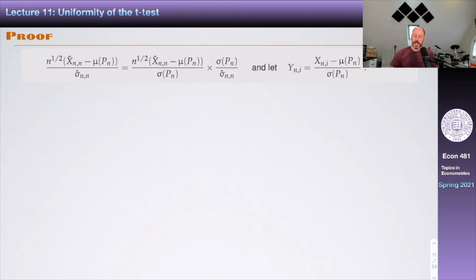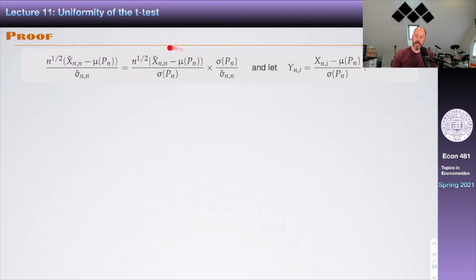First thing that we're going to do is check this equality over here: square root n times (X bar n minus mu) divided by sigma hat. Sigma hat here is problematic. So what we're going to do is simply multiply and divide by the true sigma. And then we end up with this piece.